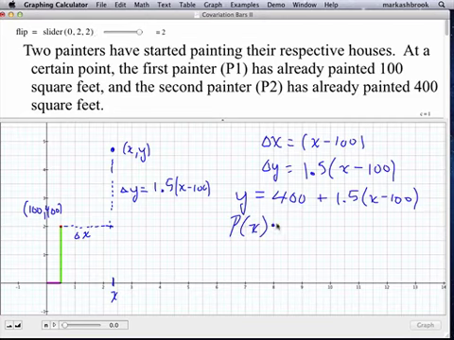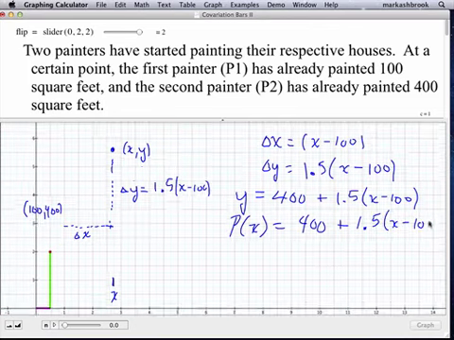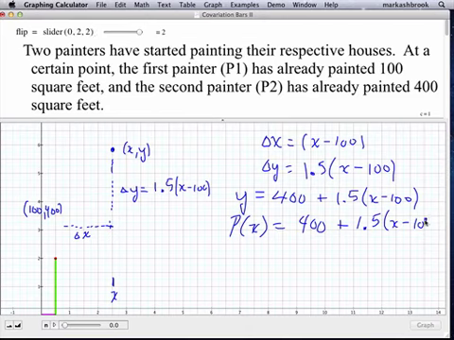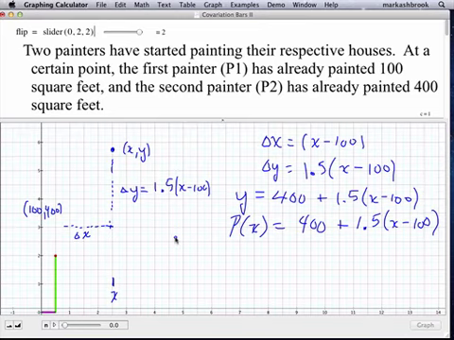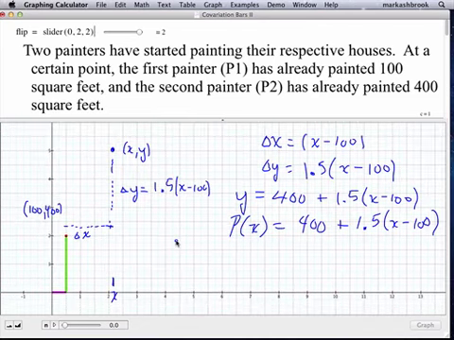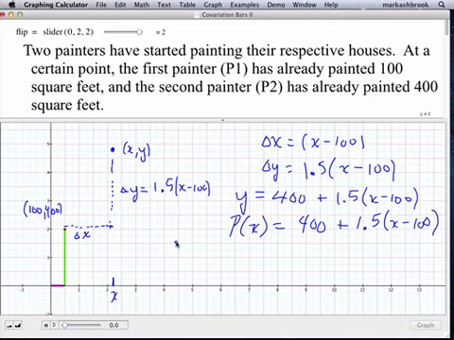P of x equals 400. Initial amount of y plus how much y changed. Okay? So in general, a linear function.